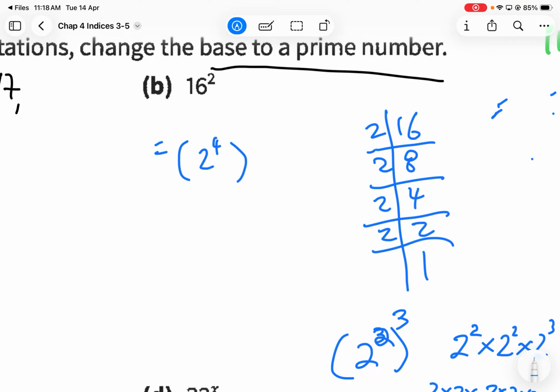Okay? After I write 16 as 2 to the power of 4, 16 itself is being squared. So 2 to the power of 4 is being squared. It will be good to put it in a bracket, then after that you square. Then it is very clear: 2 to the power of 4, then you square it. The result will be 2 to the power of 2 times 4, which becomes 8.